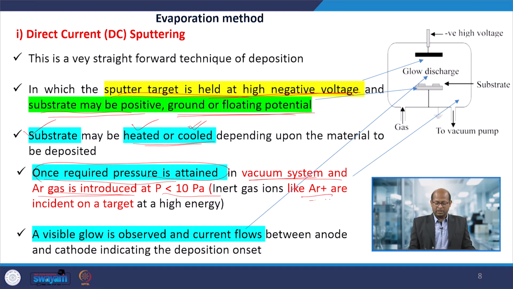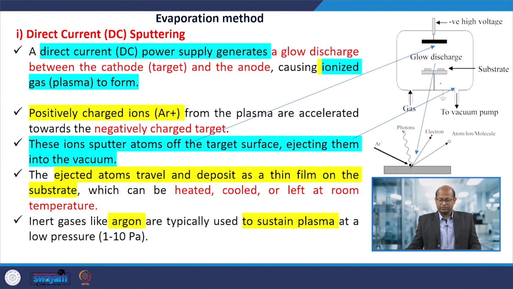So, inert gas, I said at the beginning also, argon we can use, that would form a plasma, argon plus, that would interact with the target, and then a visible glow will be observed. Means when this argon plus ions form a plasma, that would interact with the target, and a positive glow discharge will develop in this particular place, and then over the substrate that material would be deposited, and that way we can get a particular film of nanomaterials.